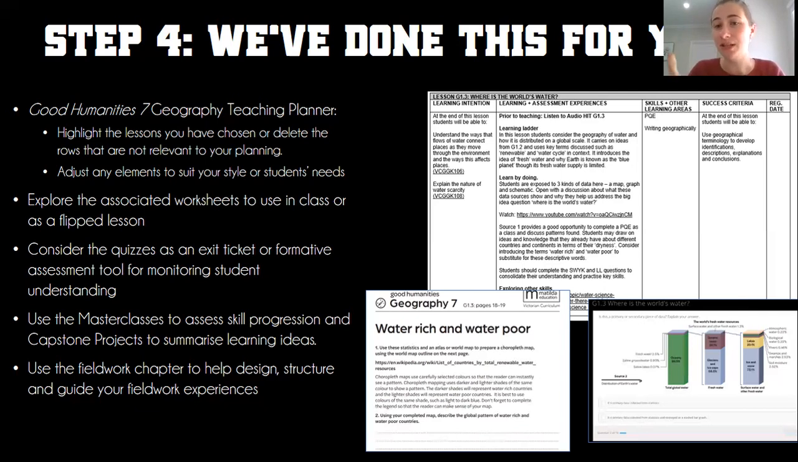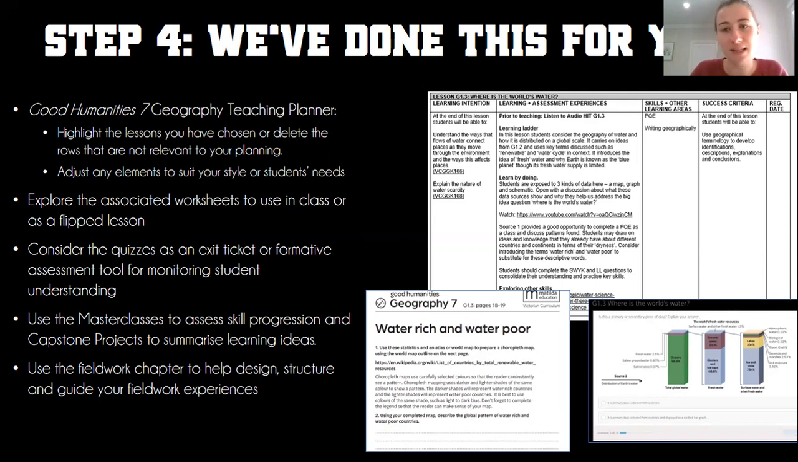So once you select spread G 1.3, which is all about where is the world's water, as one of your content pages that you'd like to do in preparation for your case studies or your field work, the lesson plans are already there in your teaching planning in the online portal. And we've done your learning intentions. We've given you how you can use the learning ladder, how you can teach through doing, and then the skills and the success criteria that we're looking for by the end of that lesson. And so we've provided you with worksheets, provided you with quizzes, and you can use those for your flipped learning.